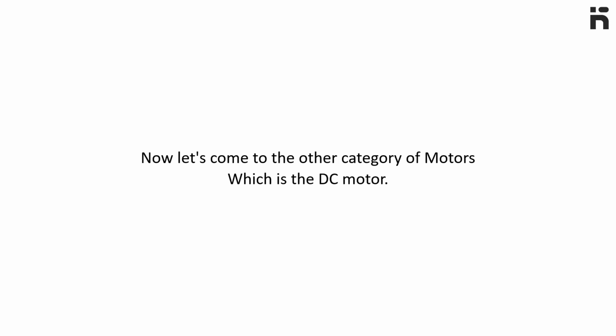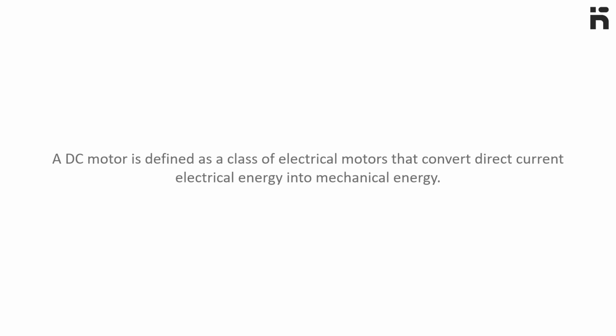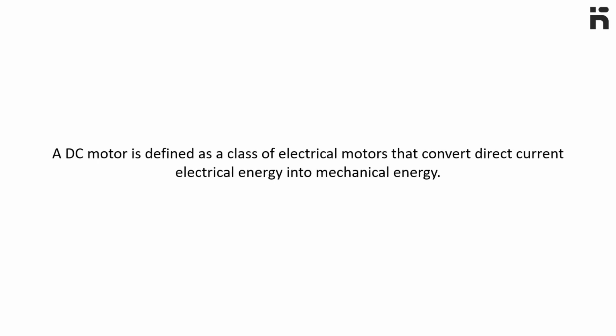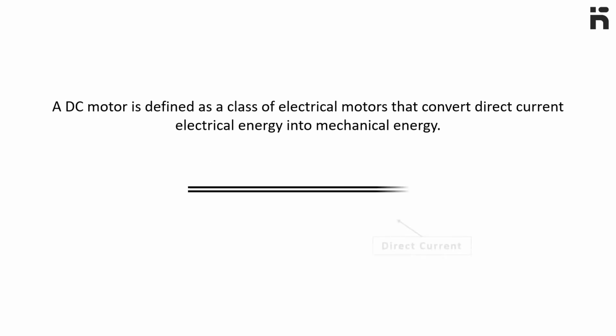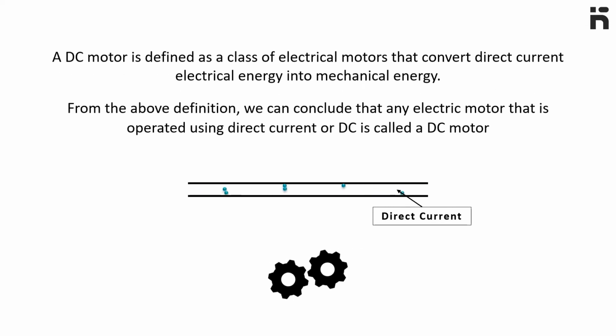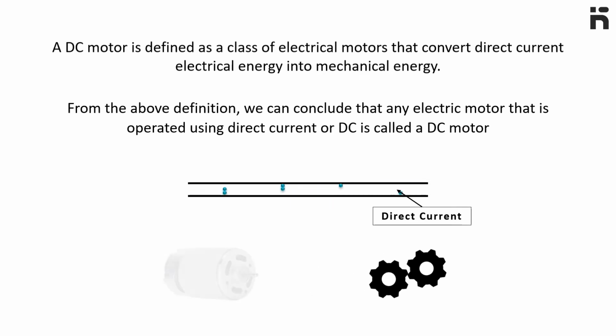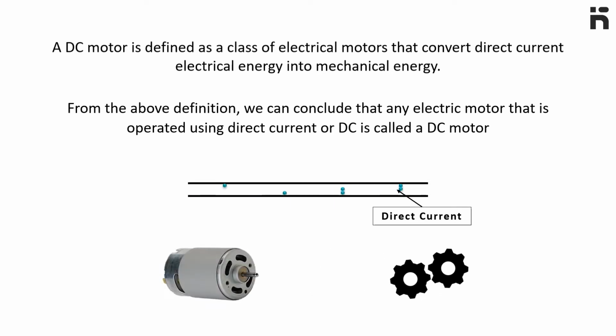Now let's come to the other category of motors, which is the DC motor. What is a DC motor? A DC motor is defined as a class of electrical motors that convert direct current electrical energy into mechanical energy. From the above definition, we can conclude that any electric motor that is operated using direct current or DC is called a direct current motor or DC motor.